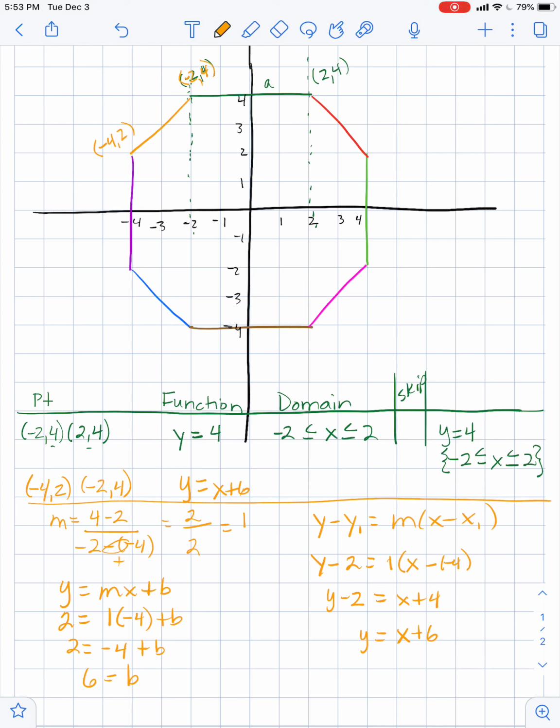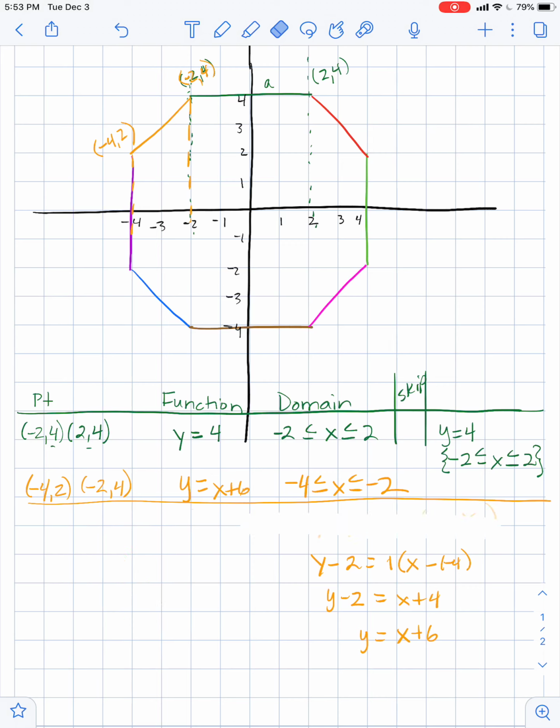Now, domain restriction. We're going to come back up to my graph. And again, I'm going to dot the two ends of my line. You'll notice that my orange goes from a negative 4 to a negative 2. So a negative 4 to a negative 2 would be my domain restriction. That would be what you would do for the orange line.